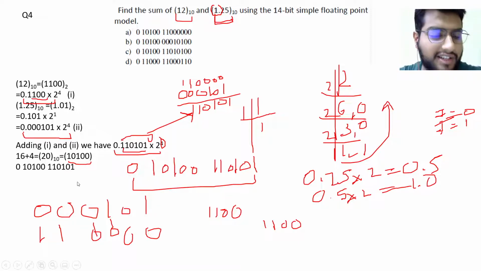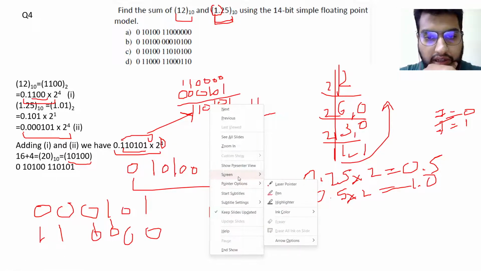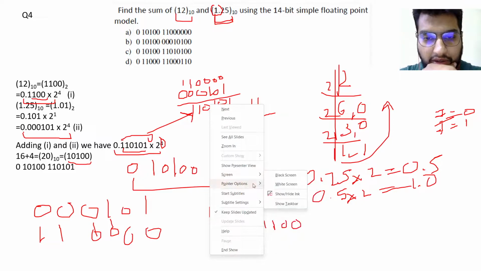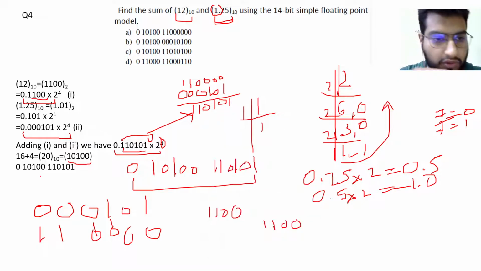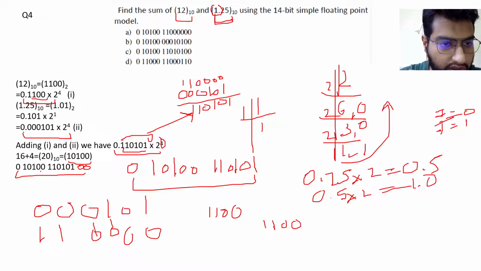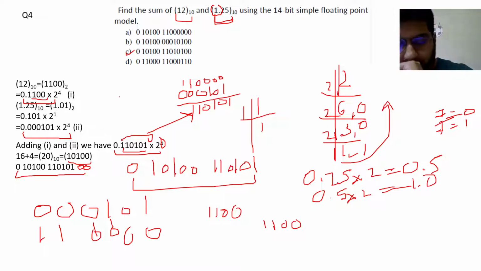Oh, the answer is correct. Sorry, the answer is correct. I'm just mixing up the number of bits. The answer was correct. These are not 14 bits. If you count them, 1, 2, 3, 4, 5, 6, 7, 8, 9, 10, 11, 12, and you have to add two zeros, so it becomes a 14-bit number. So the answer will be 0, 1, 0, 1, 0, 0, 1, 1, 0, 1, 0, 1, 0, 0, and that is option C. So the solution was correct all the way from the start.